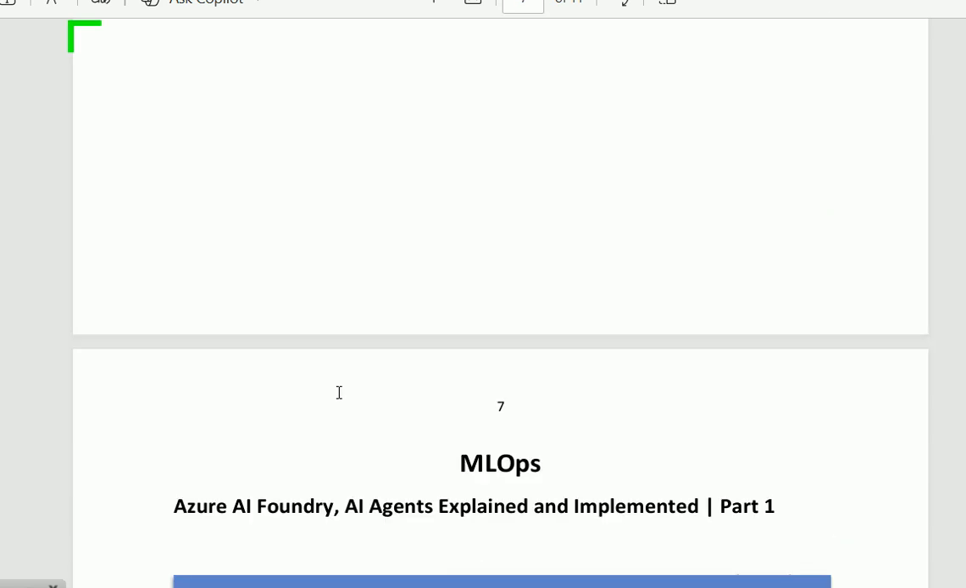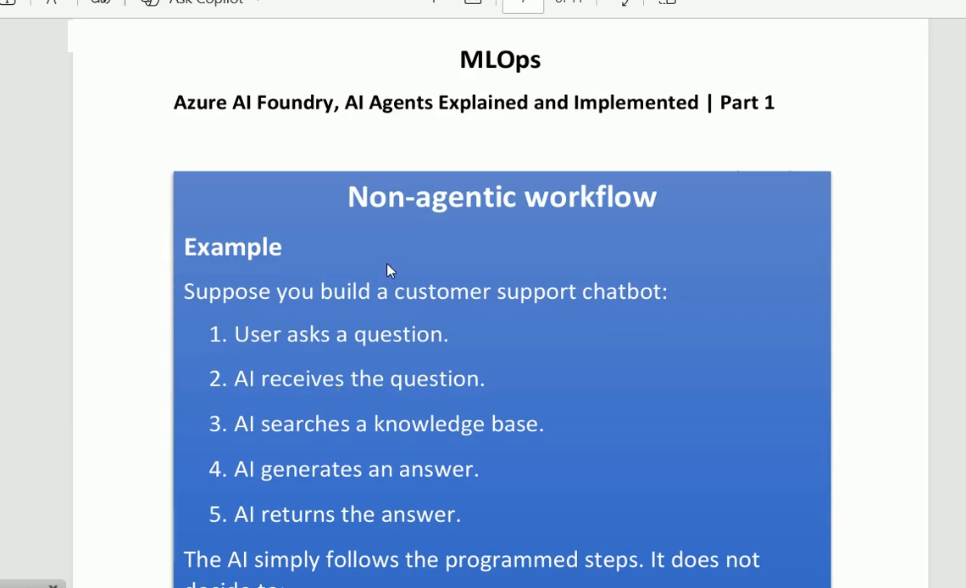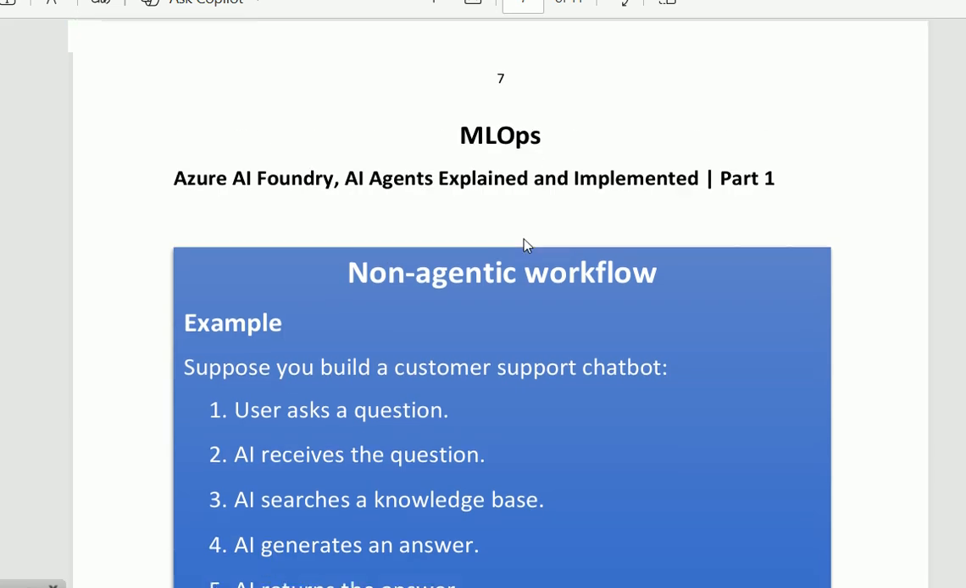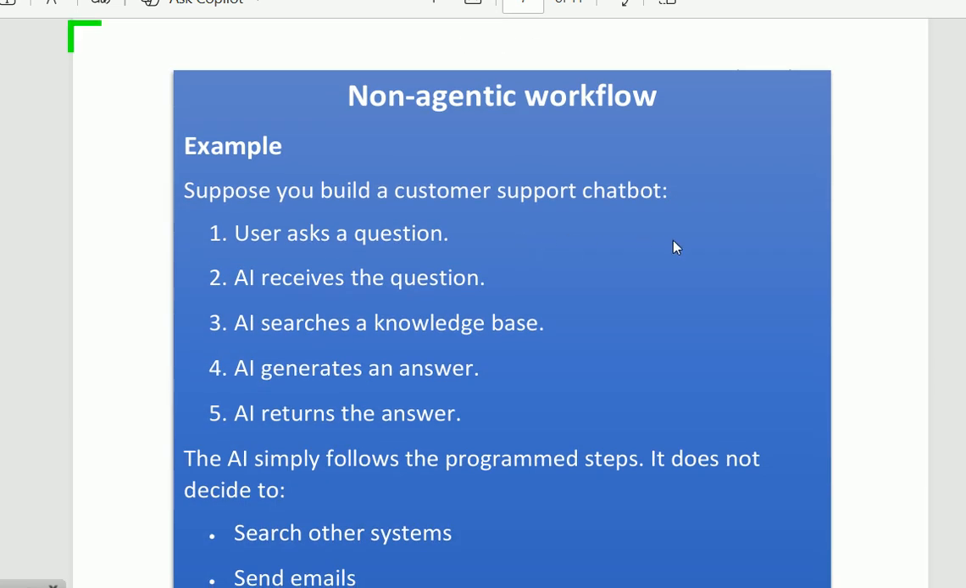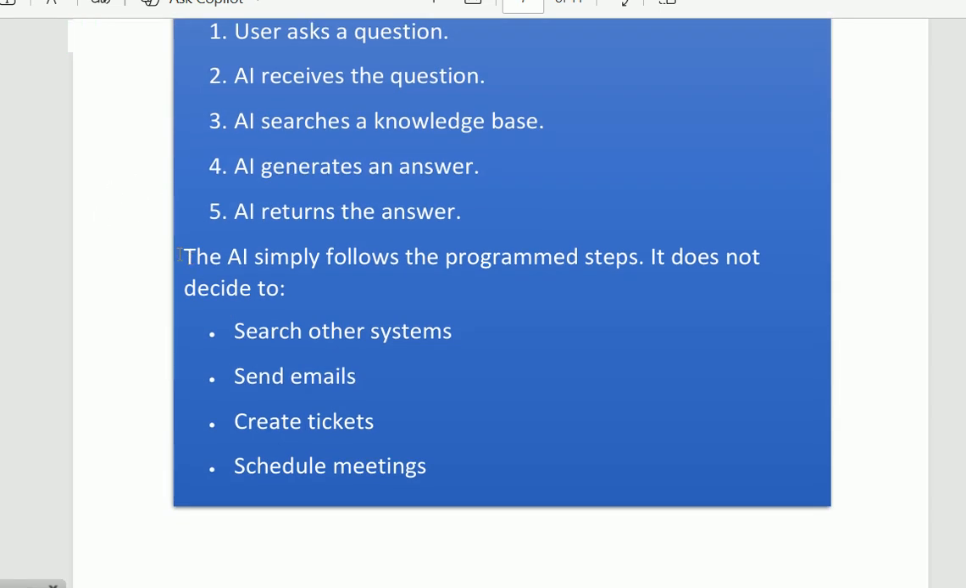The next one is an example of the non-agentic workflow. Suppose that you build a customer support chatbot. This is the explanation of the non-agentic workflow. User asks a question, AI receives the question, AI searches the knowledge base, AI generates the answer, AI returns the answer. This is the example of the non-agentic workflow. The AI simply follows the programmed steps. It does not decide to search other systems, send email, create ticket, or schedule meeting.